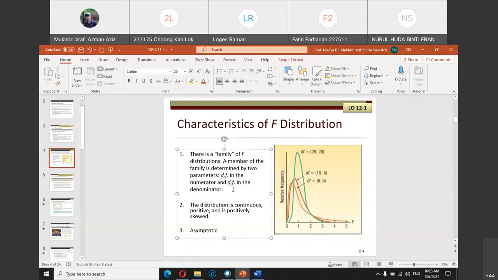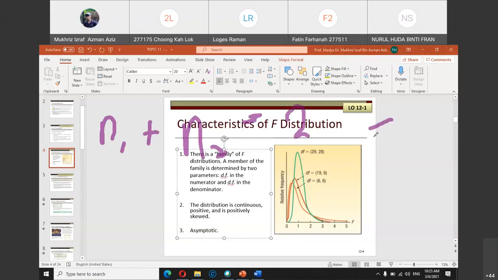In the T distribution, your degrees of freedom is based on the sample size minus 1 for a one sample test. But for a two sample test, your DF will be N1 plus N2 minus 2.